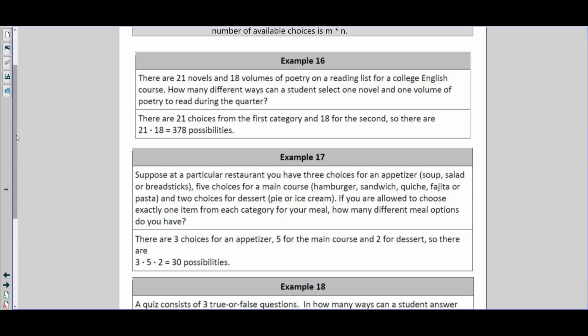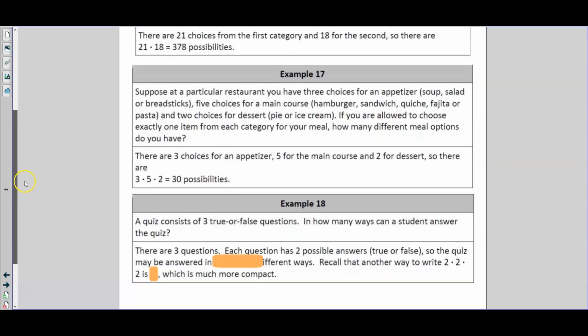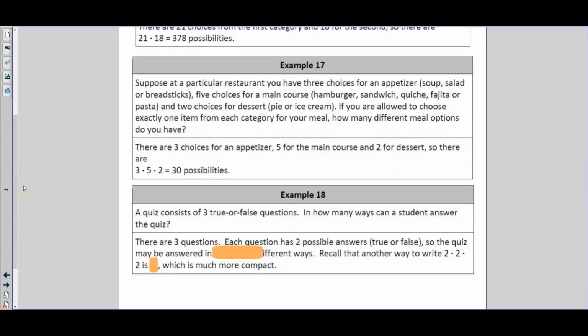Hopefully you're seeing this is just a matter of multiplying your choices. As long as you know the numbers, we can multiply them together. Number 18 says you have a quiz consisting of 3 true-false questions. How many ways can a student answer the quiz? Well, remember, if your choices are true or false, there's 2 choices. And if you have 3 questions to answer, then this is just a matter of doing 2 times 2 times 2, because there were 3 questions and each question had 2. On this one, you have to think in terms of what each one had.